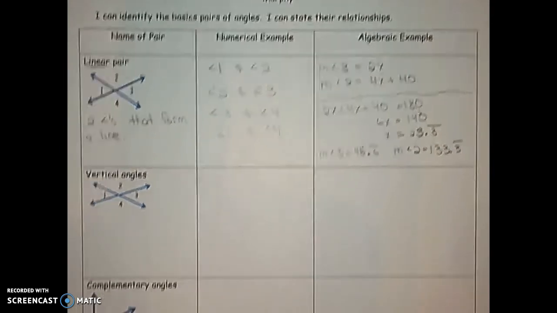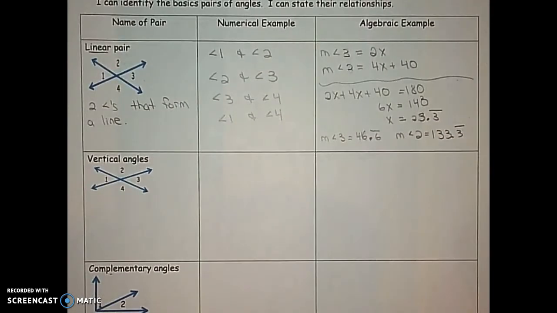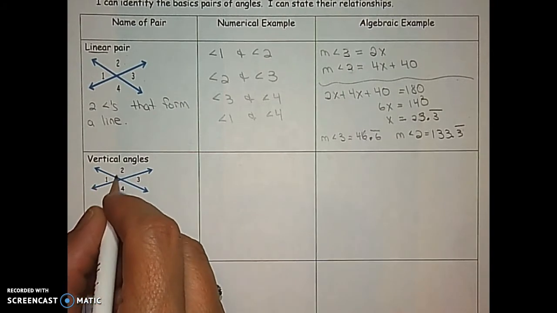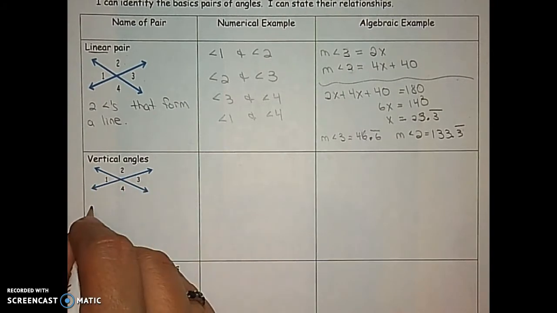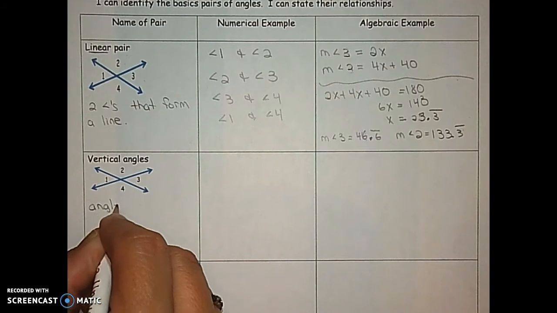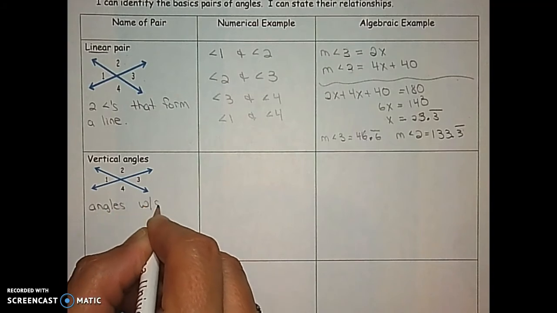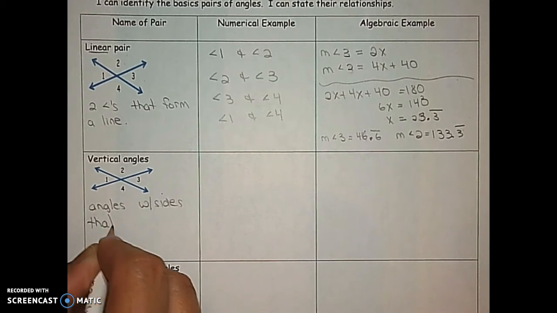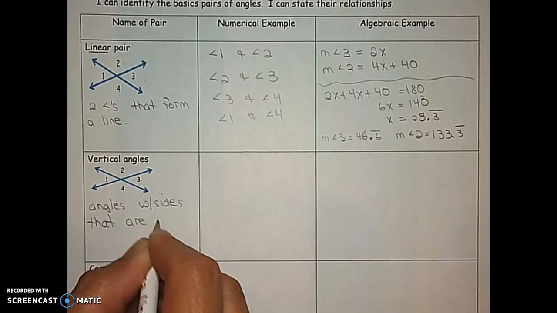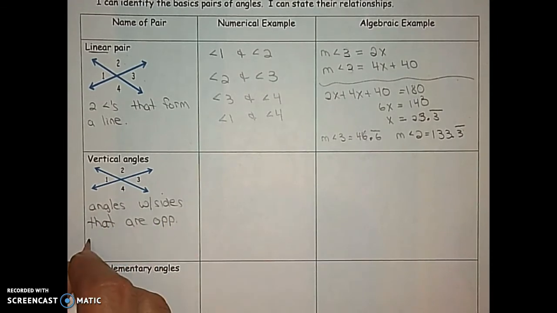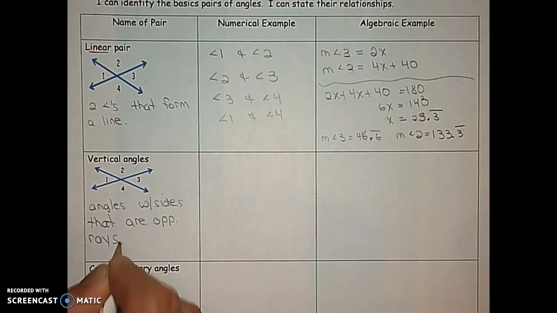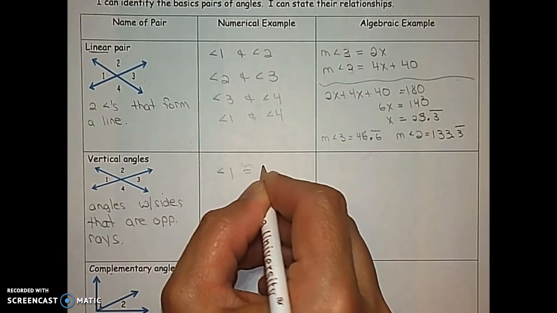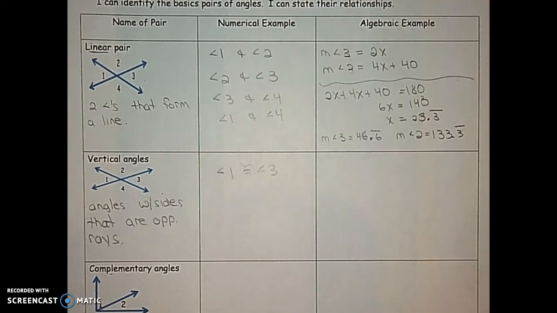Okay, moving on to the next pair of angles. The next pair of angles are vertical angles. These angles are often described as angles across from each other. Technically, they are angles with sides that are opposite rays. So for example, one pair of vertical angles are angle 1 and angle 3.